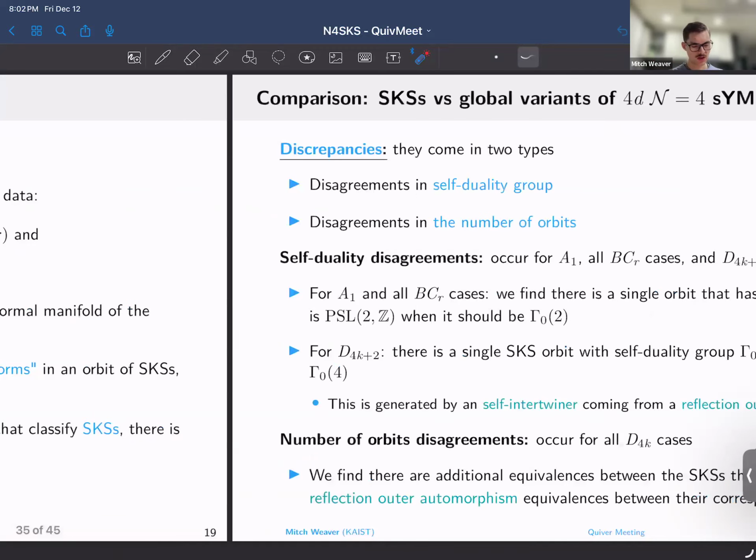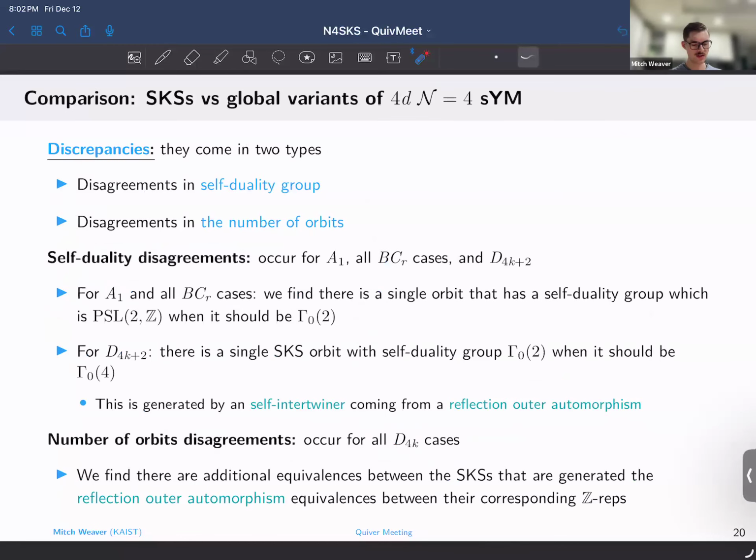So okay, what are the discrepancies that occur here, where all those red X's occurred? They came in two types: either a disagreement in terms of the self-duality group, or a disagreement in the number of orbits. The self-duality disagreements occurred for the A1 case, the BCR case, and the D_{4k+2} case.